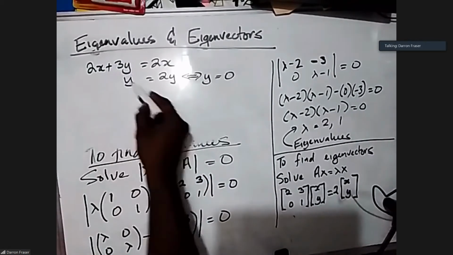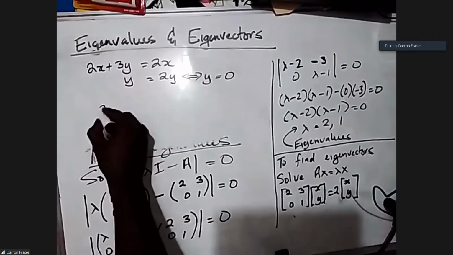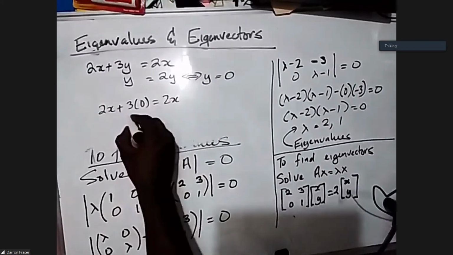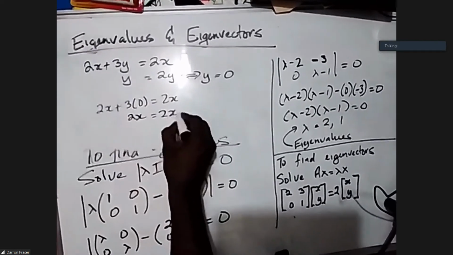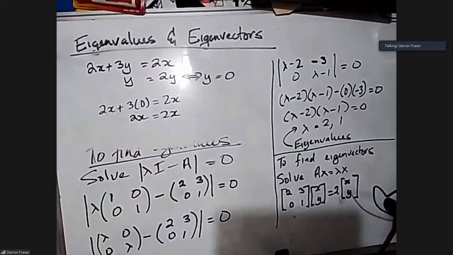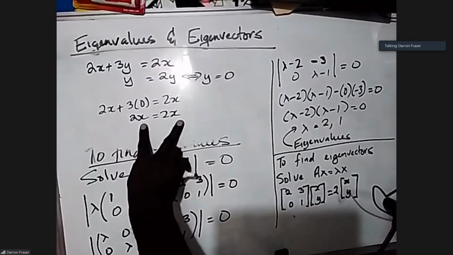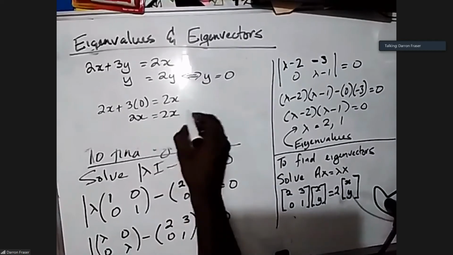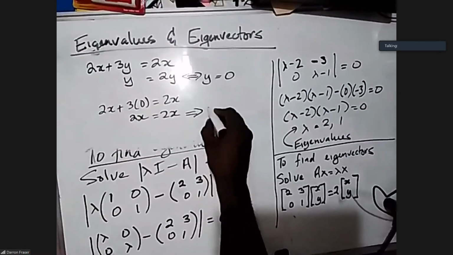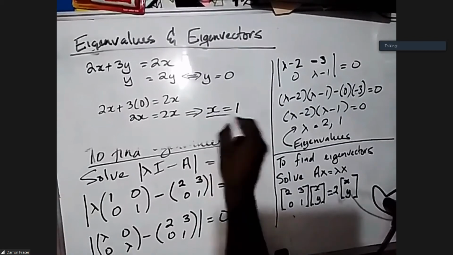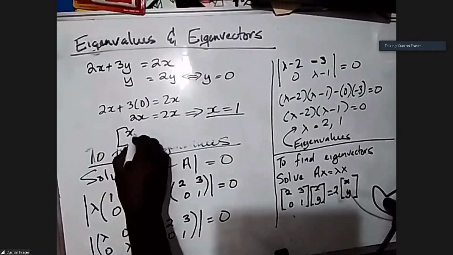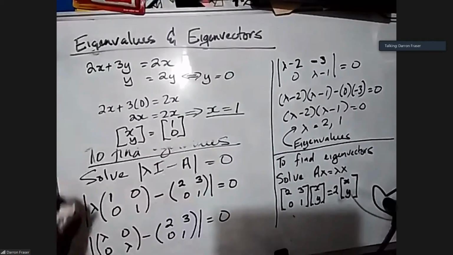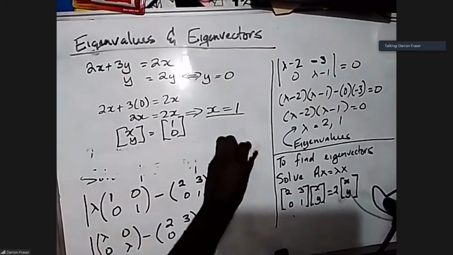Now, if we plug in y equals 0 here, we get 2x plus 3 times 0, so everything is equal to 2x. So 2x equals 2x. Again, that means any value of x we choose will work. The usual thing is to let x be equal to 1. So my eigenvector is x equals 1, y equals 0. So that's the first eigenvector.